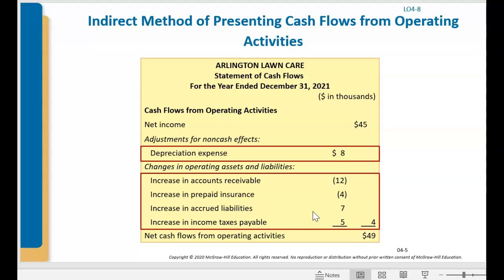But what I want you to know is that the net cash flows from operating activities is $49, and it's the 45 plus the 8 plus the net of 4 would give you the $49, because the depreciation expense is an add back, and then you would subtract the 12, the 4, the 7, and the 5, and that would be a negative 4, so it would be 45 plus 8, which would be 53, minus 4, which is 49.